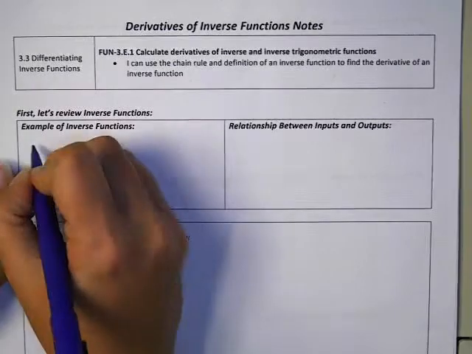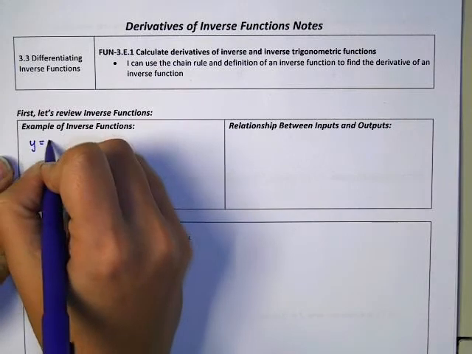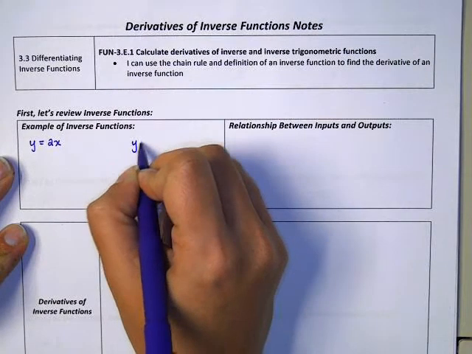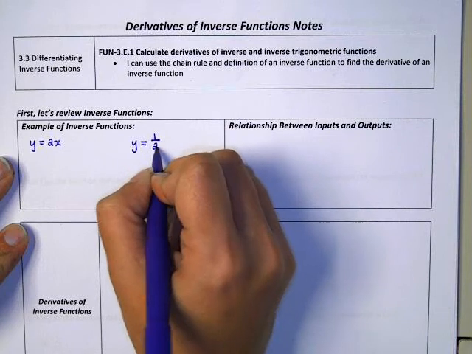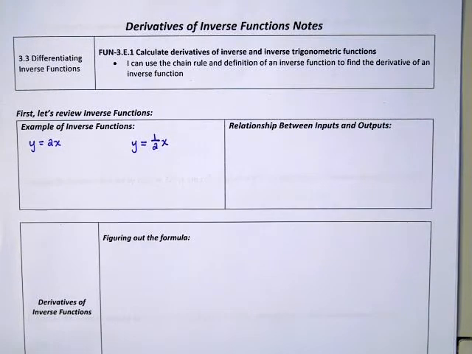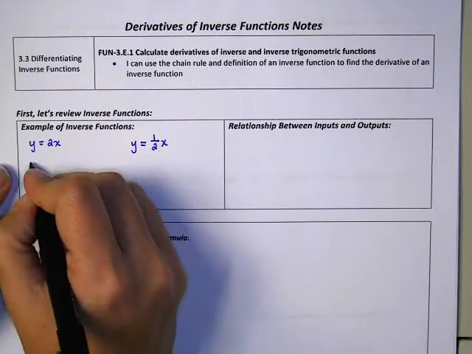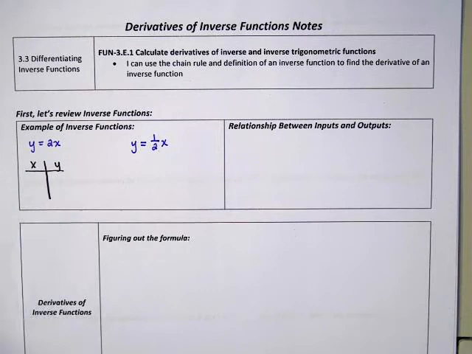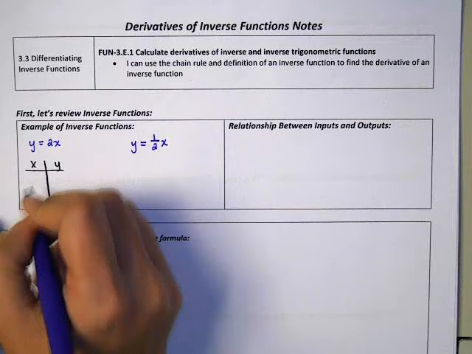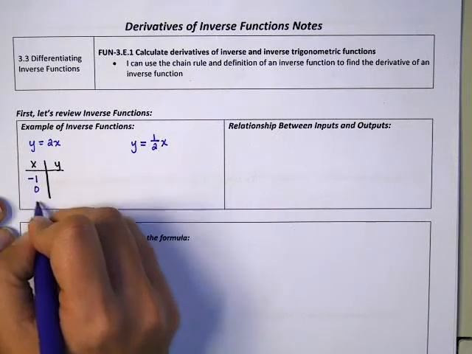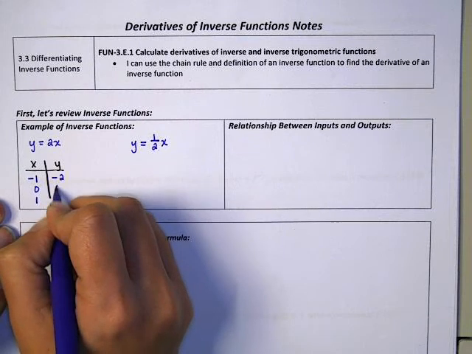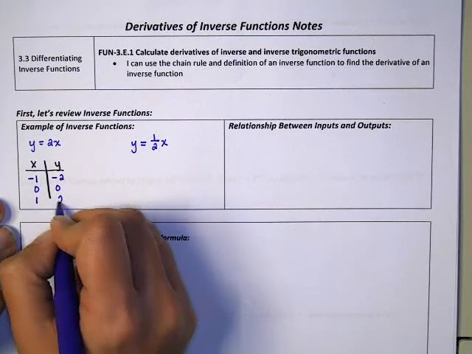In math, if I say that y equals 2x is a function, then the inverse function would be y equals 1/2 x. The reason that these are inverses is that if I were to make a table of values for this first function, then an example of numbers that would go in this table would be, if we start with -1, 0, and then 1. If I plug in -1, I get -2. If I plug in 0, I get 0, and if I plug in 1, I get 2.